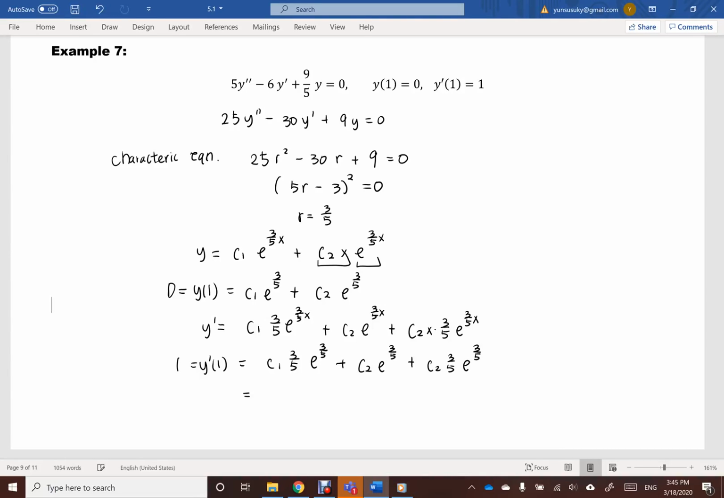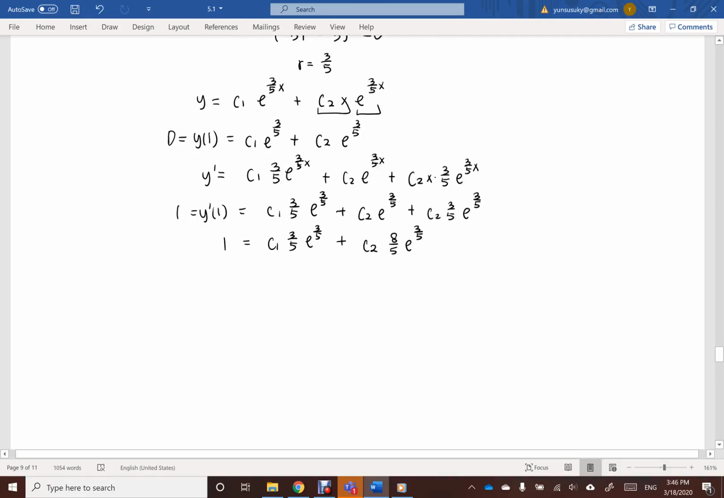So that's the same as: 1 is c1 times 3 over 5 e to the 3 over 5, and here that's c2. And we can see 1 plus 3 over 5 is actually 8 over 5, e to the 3 over 5. Okay, so how do we solve for c1 and c2?